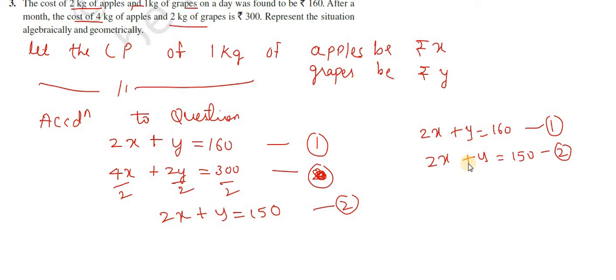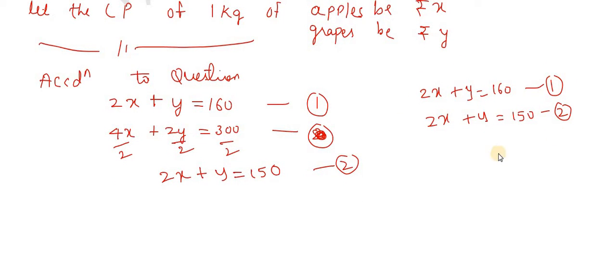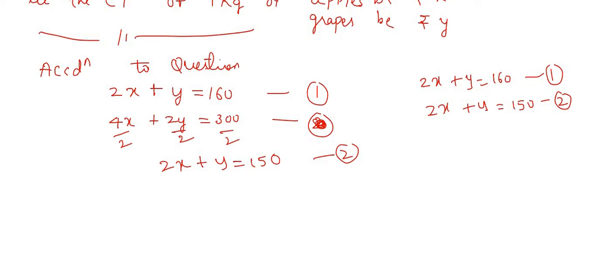So these two equations. Now what should we do? In the last problem we made a table, simplified, and got the values, right? So now take the table.